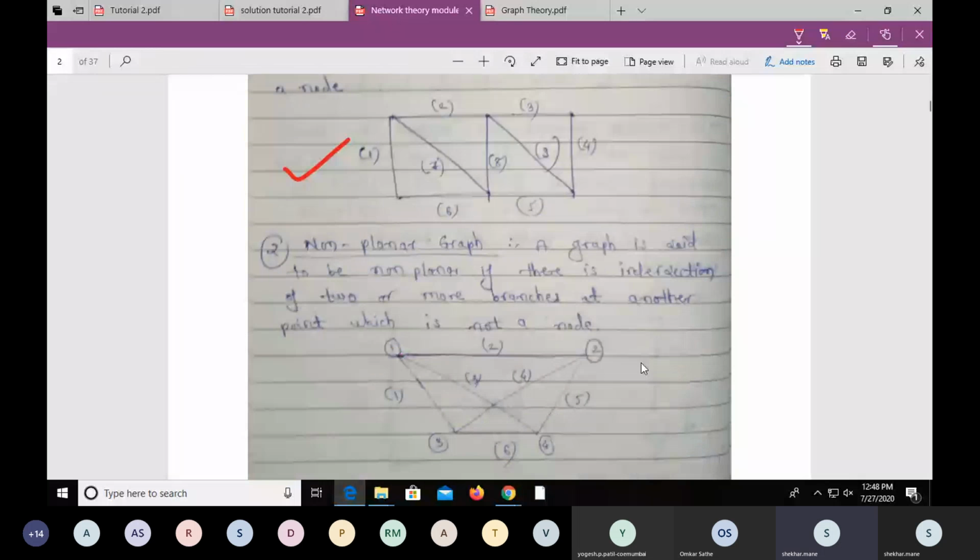Now non-planar graph. A graph is said to be non-planar if there is an intersection of two or more branches at another point which is not a node. So you can see here the two branches meet at this point, but this is not a node. Such graphs are called as non-planar graph.